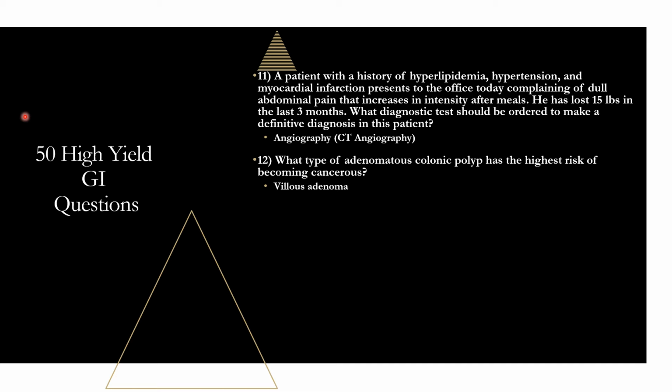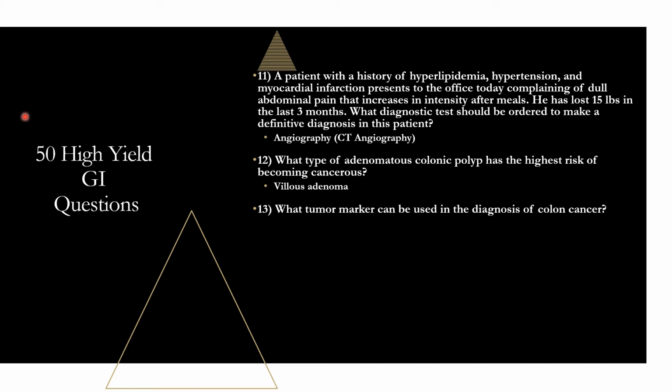And then you compare it to the other two, which is going to be the tubulovillous adenoma, only has about a 20% risk of malignancy. And then finally, tubular adenoma is only about a 5% chance of harboring a malignancy. So the way I remember that was villainous adenoma, because a villain's bad and cancer is bad. So you remember villous adenoma has the highest chance of becoming malignant or cancerous.